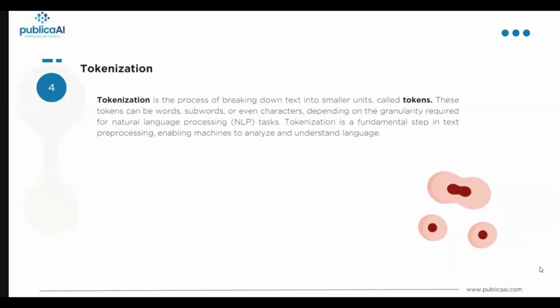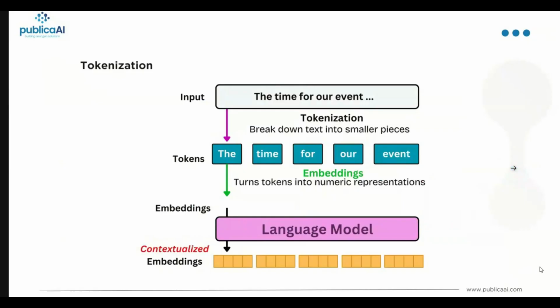So the first step towards working with a transformer is tokenization. Now you can see it here: the time for our event. Tokenization breaks text down into smaller pieces. Then you have the tokens: the, time, for, our, event. All right, so that is what a token is about.